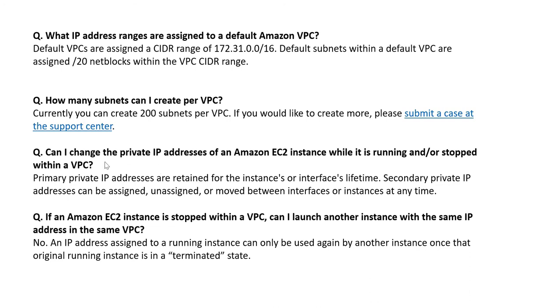Take this question where it asks if you can change the private IP address of an EC2 instance. The answer is no. The primary private address cannot be changed. Only the secondary addresses can be changed. Primary addresses stay with the instance for its lifetime. On similar grounds, the next question says, if an EC2 instance is stopped within a VPC, can I launch another instance with the same IP? No, you cannot do that, because that IP has been taken by the first EC2 instance and it stays for life.